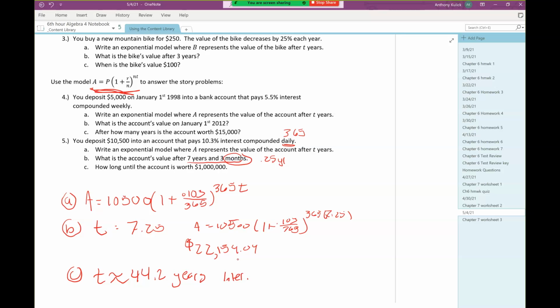Megan, how did you get 7.25? Like I get that it's 7 years and 3 months, but how did you get that? How many months are there in a year? 12. 3 divided by 12 is 0.25. That's the only difference.